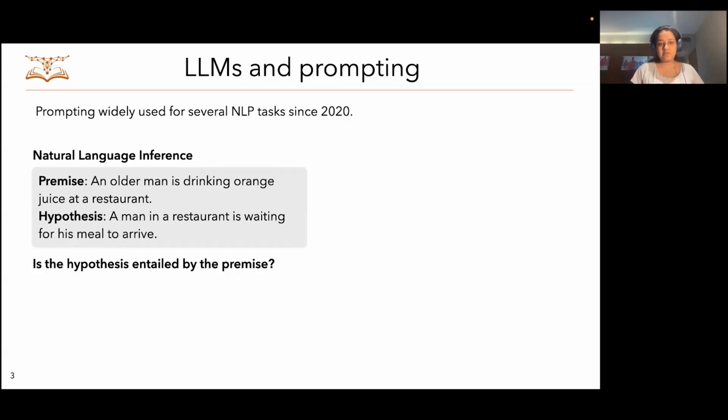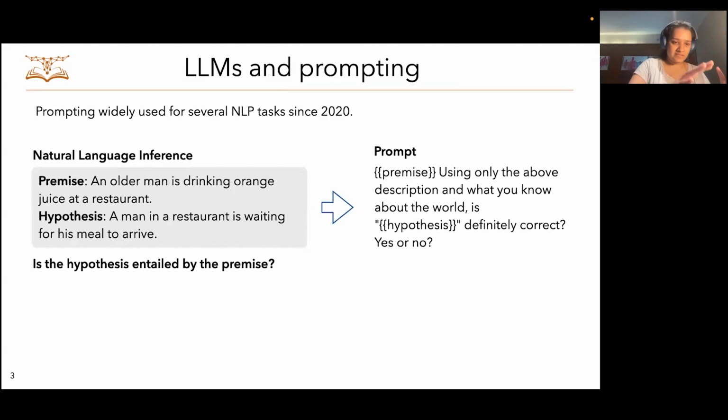We want to be able to predict whether this hypothesis is entailed by the premise or not, right? And the way this kind of problem statement is converted into the prompting setup is we just create a natural language prompt, which is premise, and using this description and world knowledge, is this hypothesis entailed or not? Yes or no?